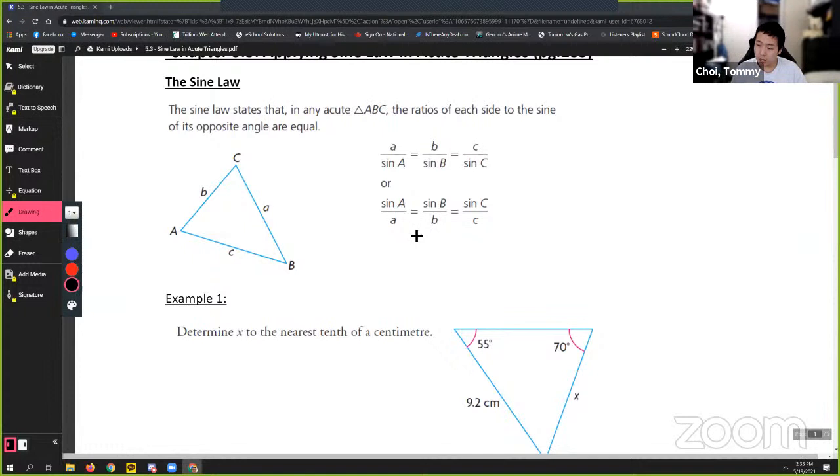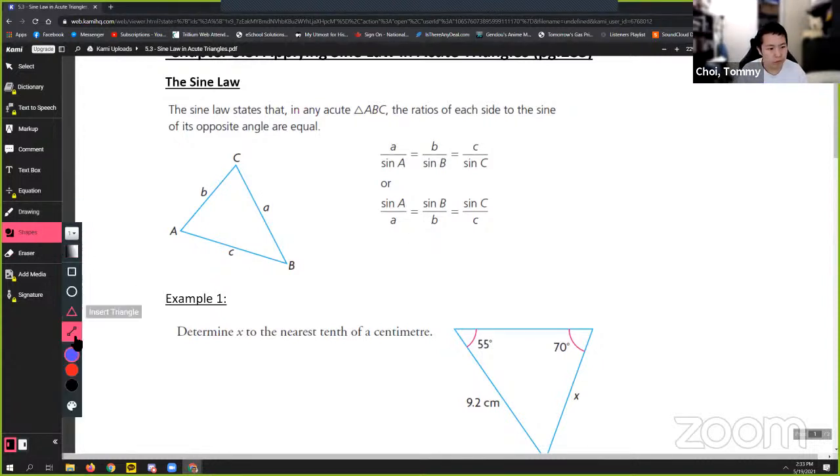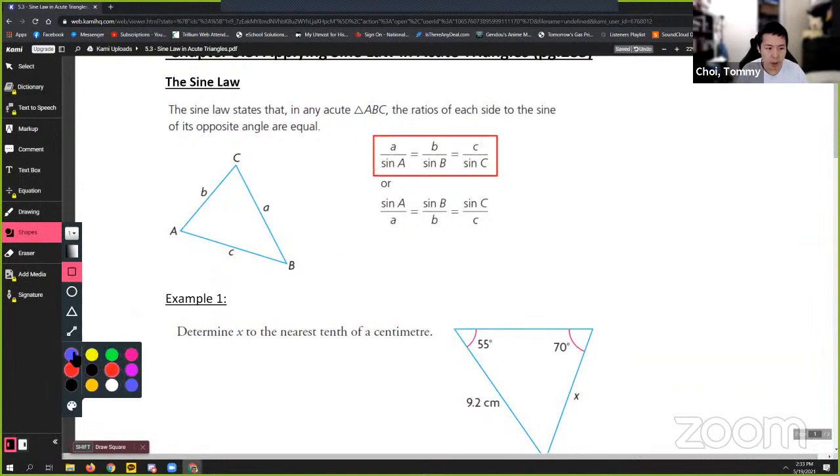The sine law is a special law. It's a special formula. I will give it to you, and it's given in two different ways. The formulas are given here, and I will outline it in red and in blue. It's the same equation. It's essentially three ratios.